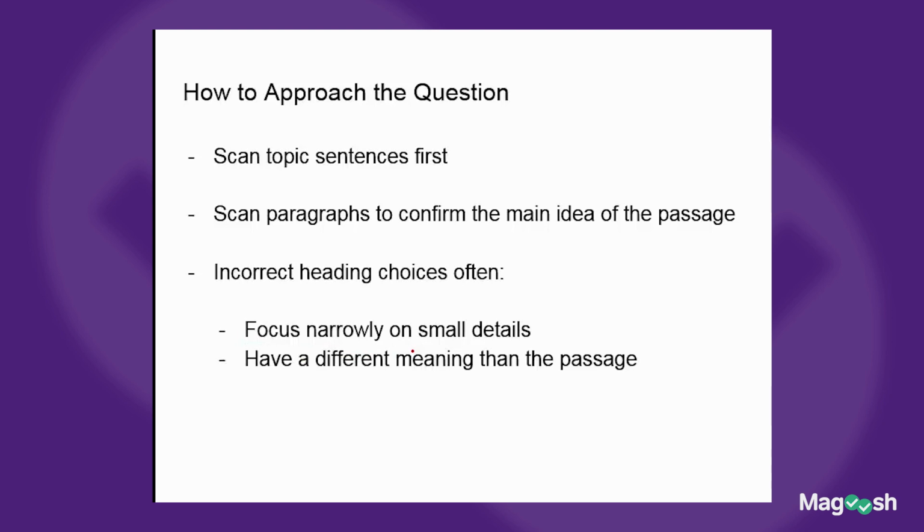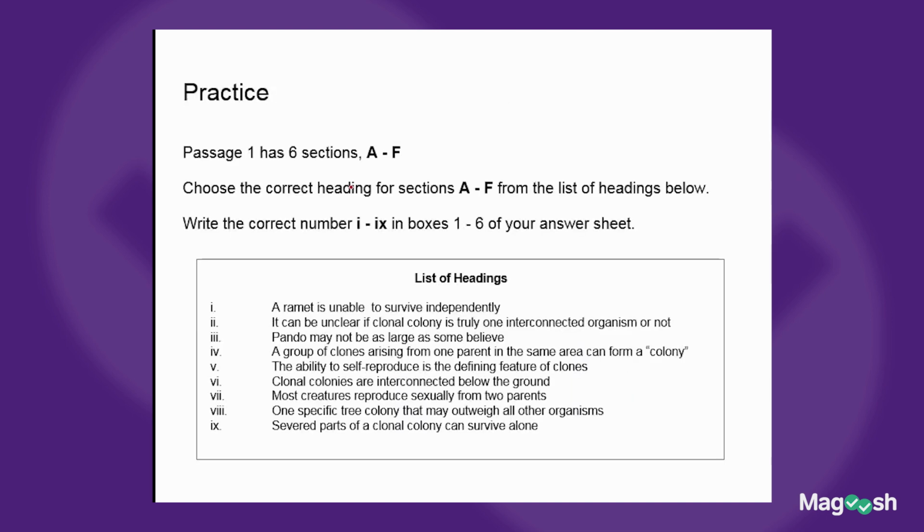Also, it's common that incorrect answer choices will often change the meaning from what's in the passage, right? So they will take something that's close to the meaning, but they'll just slightly change it, and those are tricky to find. You have to read each heading very closely to make sure that it matches the main idea in the paragraph. So let's try to answer some sample questions, okay?